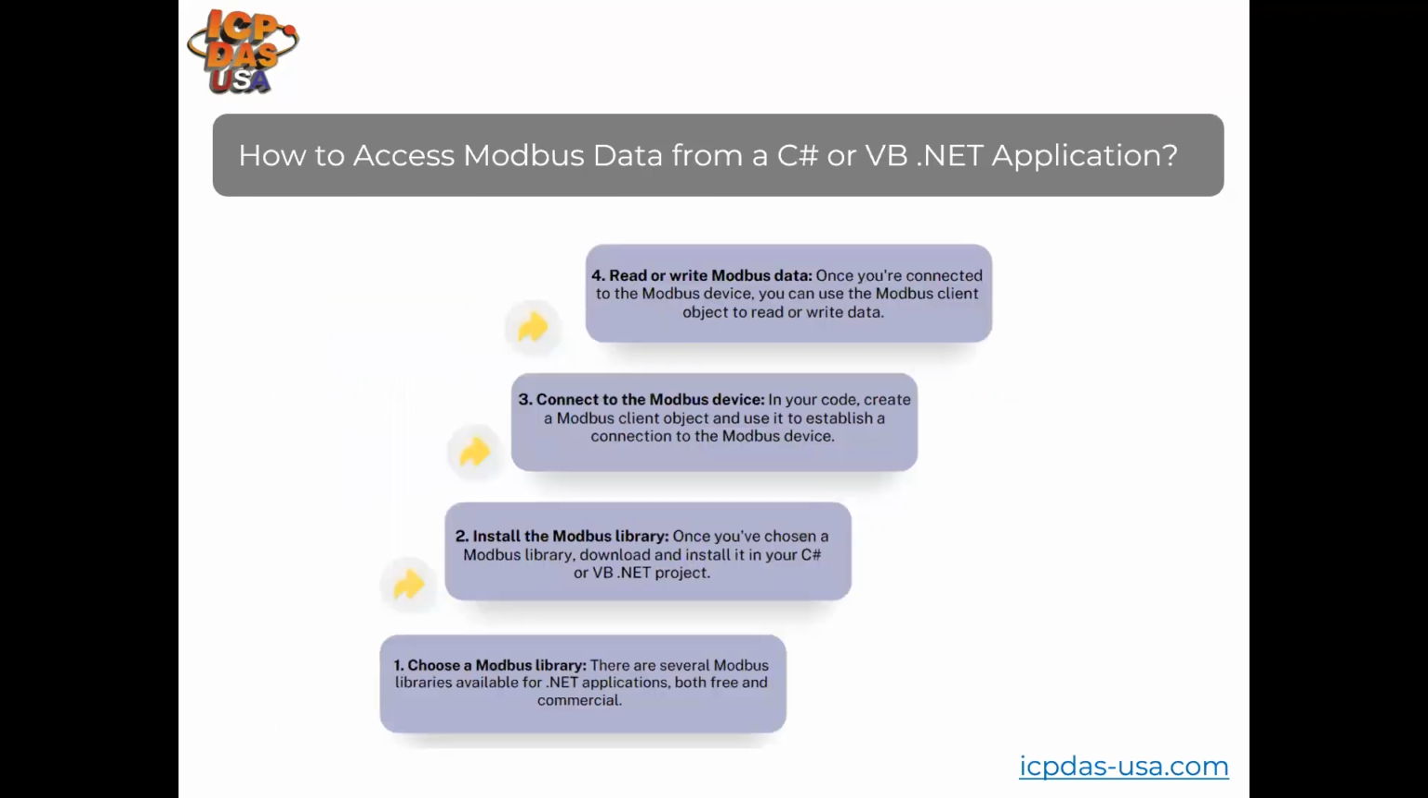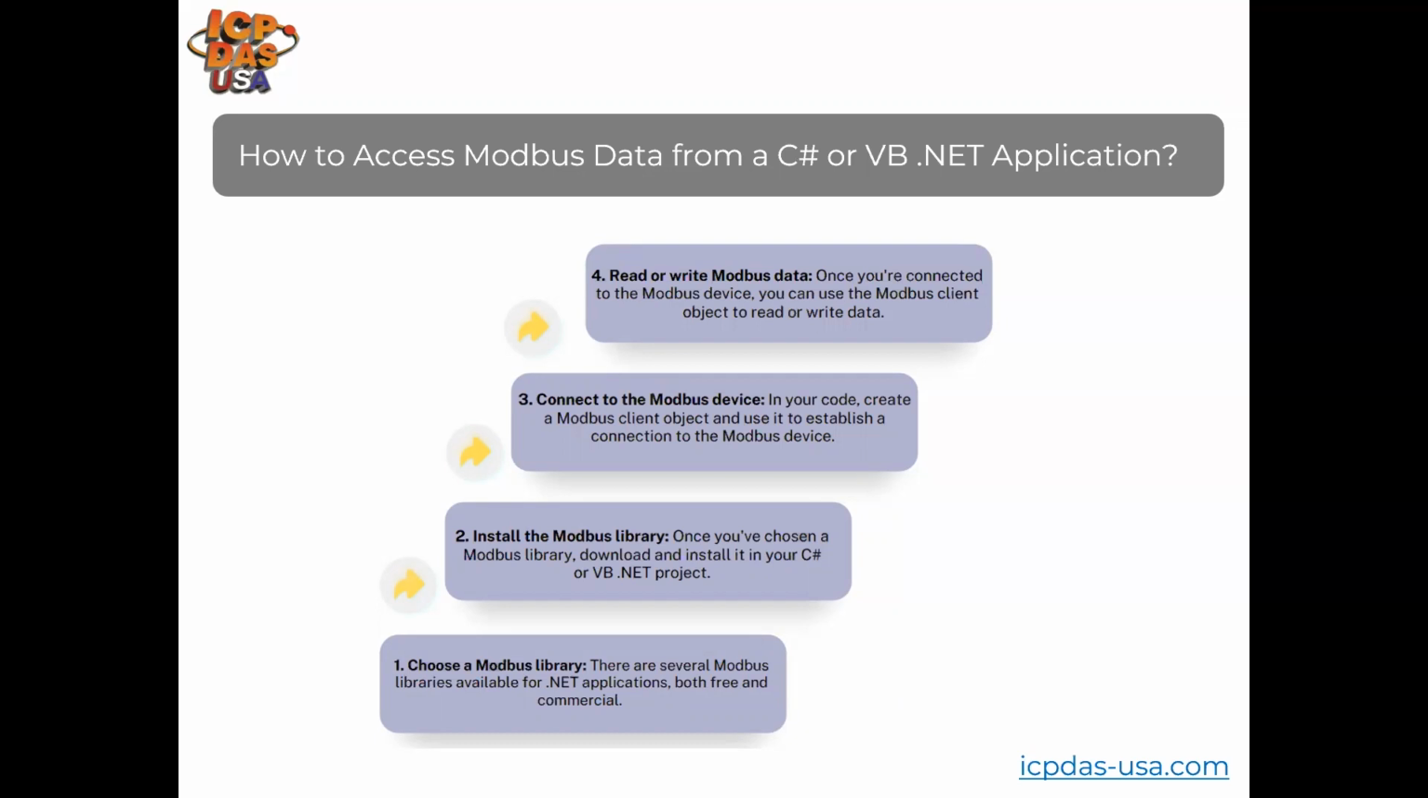You can use a Modbus library with an API to communicate with Modbus devices to access Modbus data from a C# or VB.NET application. First, you choose a Modbus library. There are several Modbus libraries available for .NET applications, both free and commercial. Some popular options include NModbus, EasyModbus, and Modbus TCP/IP library for .NET. You install the Modbus library in your C# or VB.NET project.